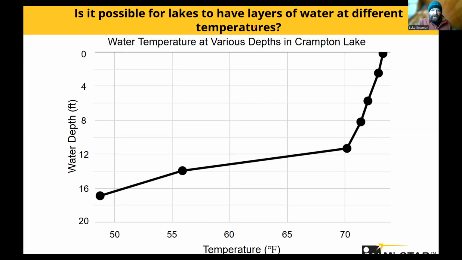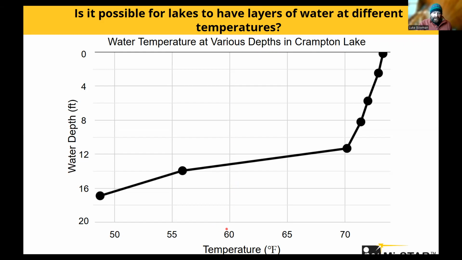The first thing I do when I'm reading a graph is to look at the title. And here we have water temperature at various depths in Crampton Lake. So I know that we're focused on one lake in particular, and that we have two variables, water temperature and then the depth of the lake. Then I look at the axes on the graph.